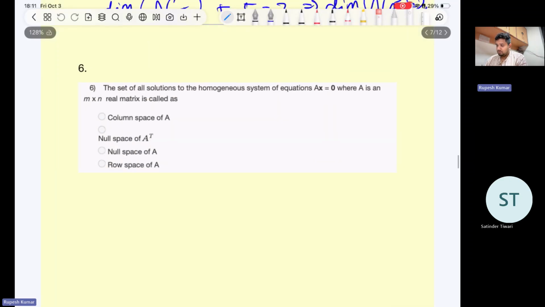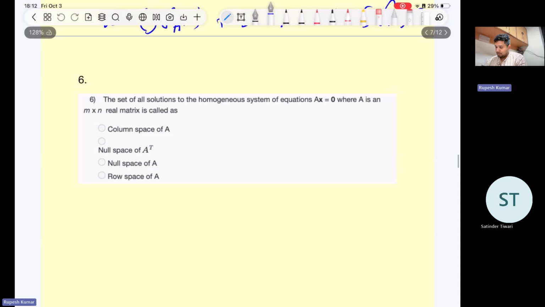So let's start with the first problem. The set of all solutions to the homogeneous system of equations Ax equals 0, where A is an m cross n real matrix, is called as what? You have to find X belongs to Rn such that Ax equals 0.